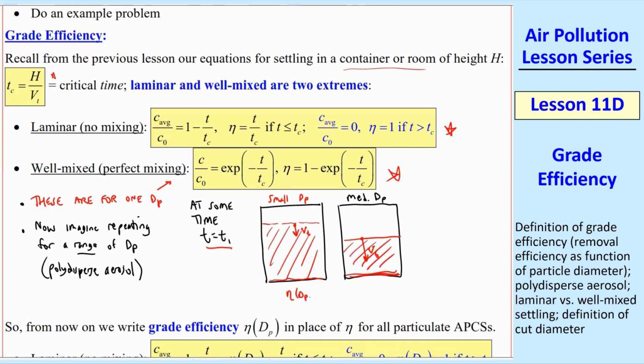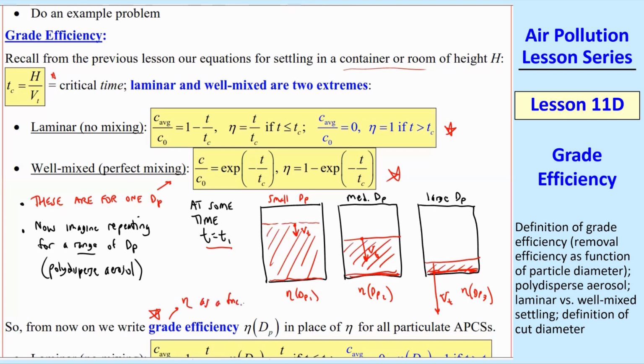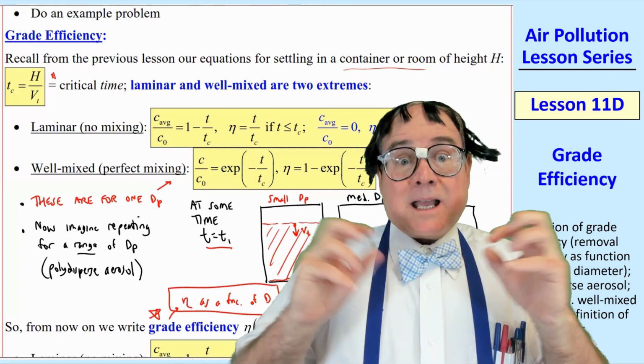We can think of an eta at some dp1, an eta at some dp2, and now a third case with some large dp. Here nearly all the particles have settled, and the VT is much larger. We can call that eta dp3. So eta is in fact a function of dp, and that's all that grade efficiency is. So grade efficiency is just eta as a function of dp. This will apply to filters and other kind of particle removers and any other kind of device that tries to remove particles from a flow or from a room or whatever.